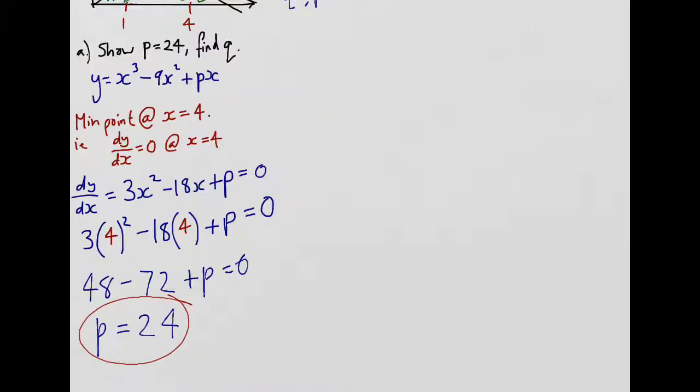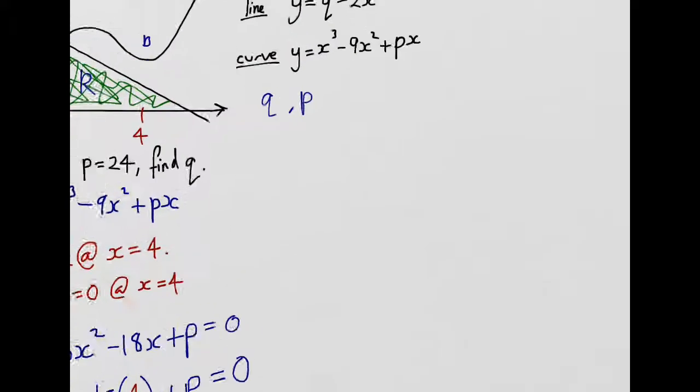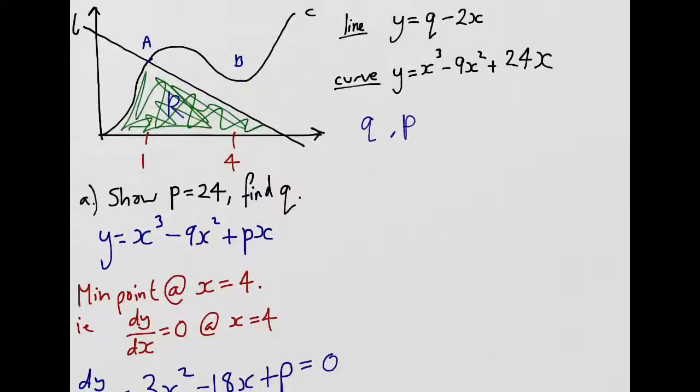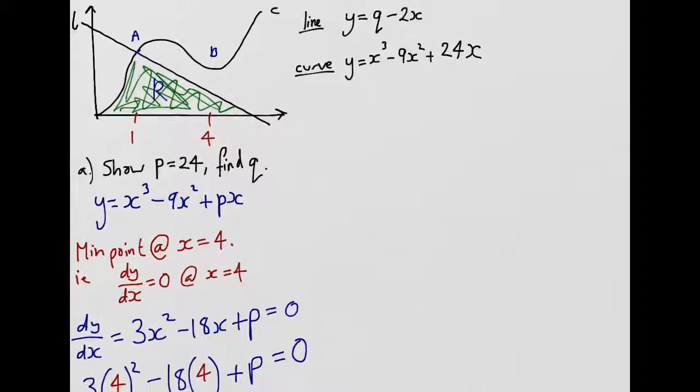Excellent. We also need to find q though, so let's go back up and see what else we know about this. We know what p is now, so let's put that in. p was 24. We need to find q though. If you look at our curves, we know that they intersect at point A. So at point A, the y coordinate and the x coordinate for our curve and our line are the same. So we can use that to solve our equations simultaneously, substitute in x equals 1, and find q.